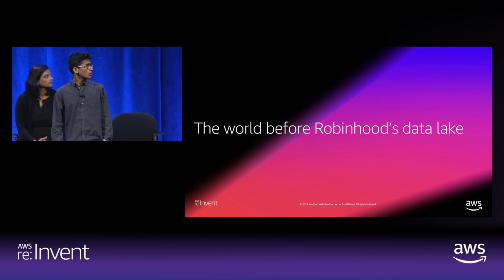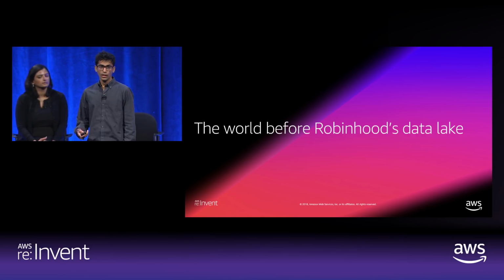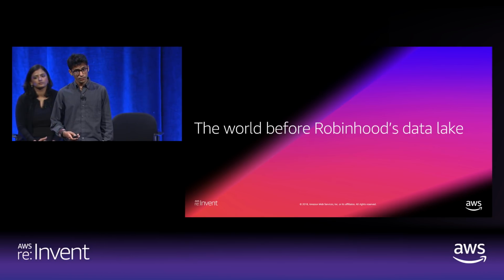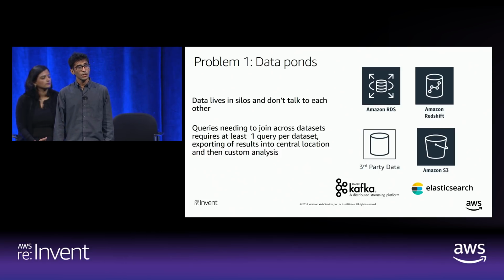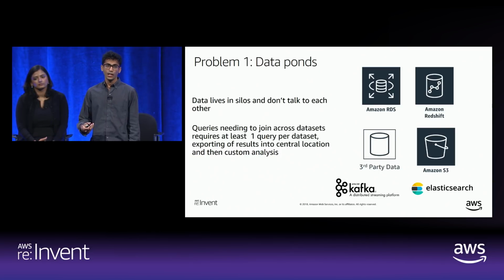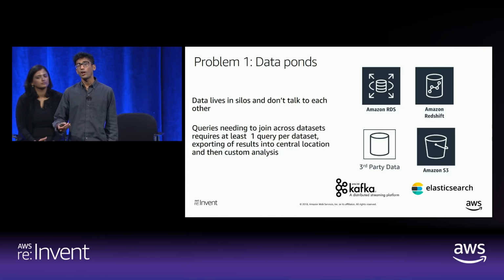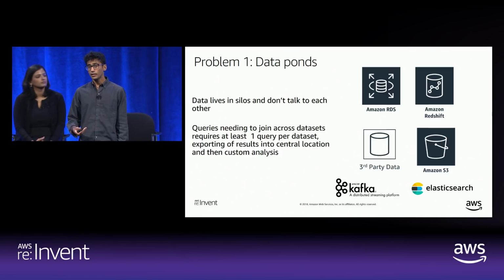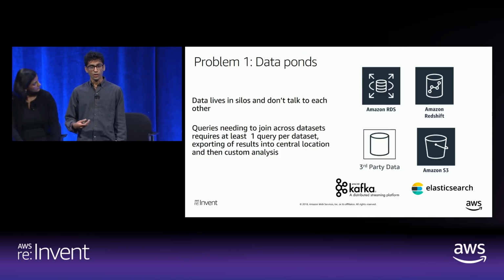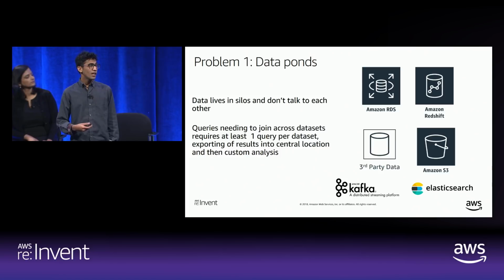So to start, I want to talk a little bit about the world and what it looked like before Robinhood had a data lake. This might be a problem that many of you are familiar with. Data at Robinhood lived in silos that didn't very easily talk to each other. Many people call these data ponds. We had transactional data in Amazon RDS. We had analytics data in Amazon Redshift. We had files in S3, streaming data in Kafka, documents in Elasticsearch, and a bunch of third-party data sources as well.